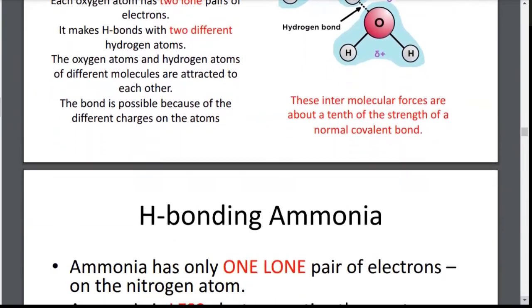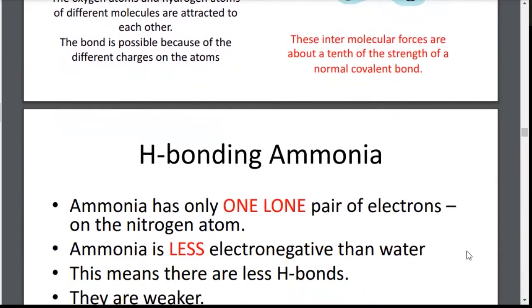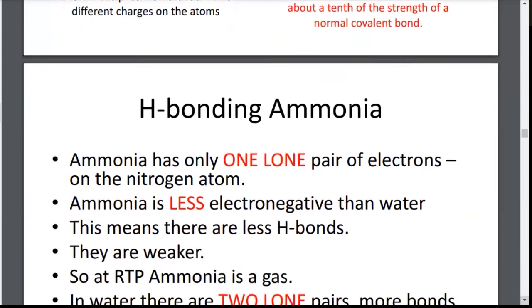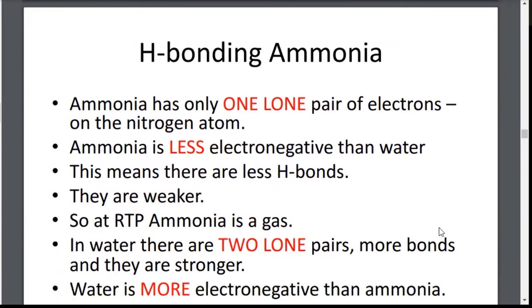So ammonia has only one lone pair of electrons and that's on the nitrogen atom. What that means is because it's got less negative charge, ammonia is less electronegative than water when it's liquid. This means there are fewer hydrogen bonds. The bonds themselves are weaker because the difference in charge is much less. So it's not able to form a liquid at room temperature and pressure, which is why ammonia is a gas at room temperature and pressure.